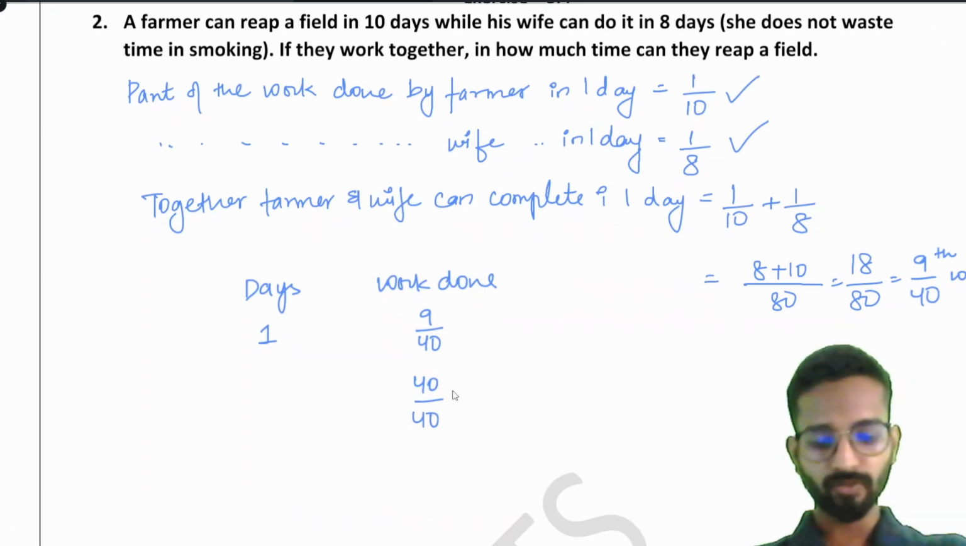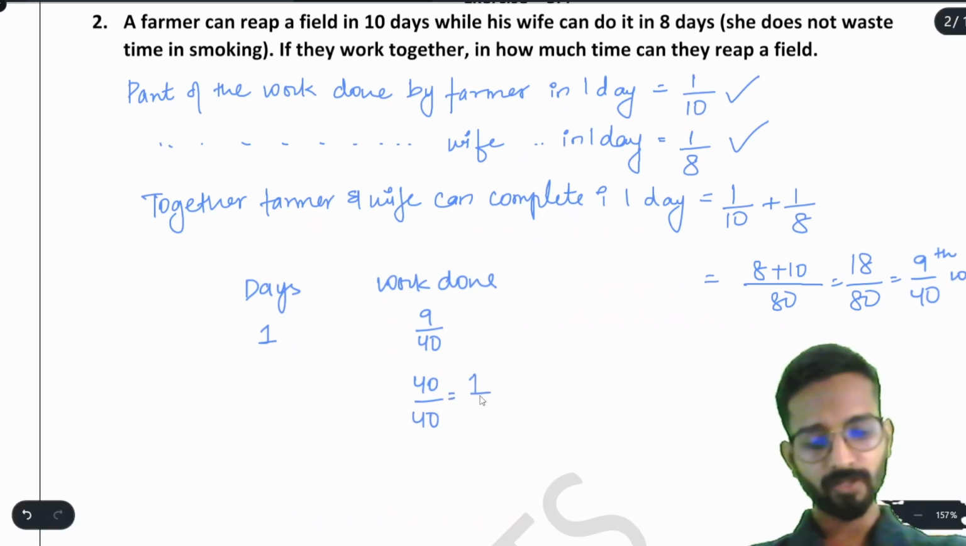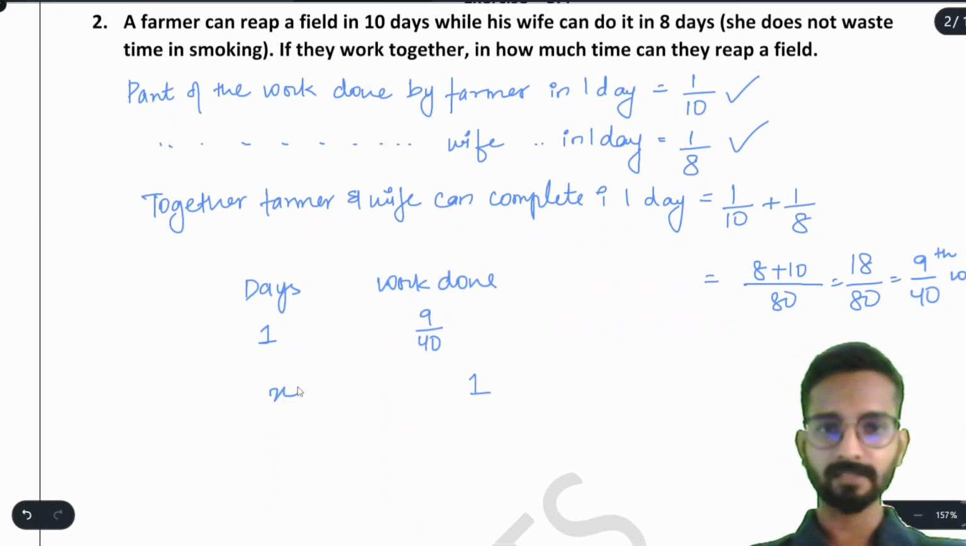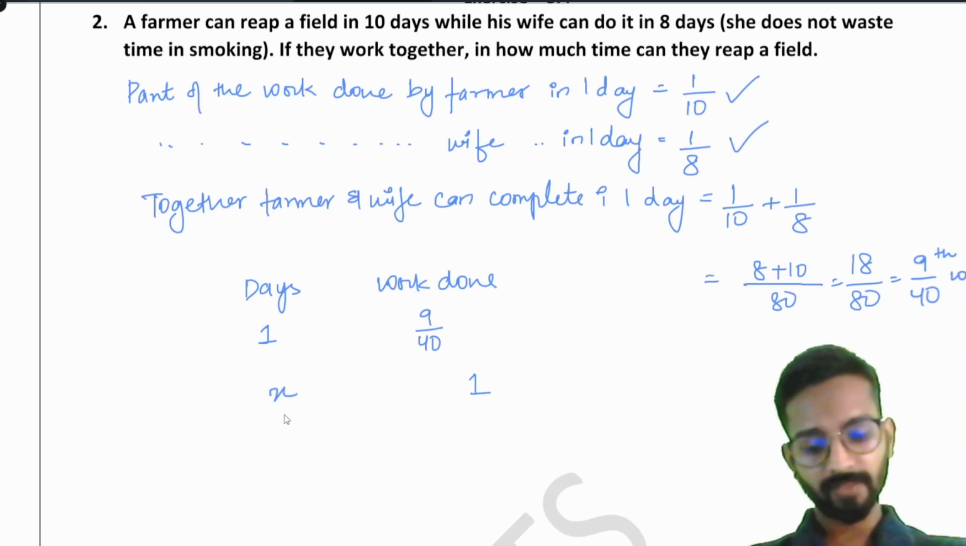All the 40 things they have to do. 40 by 40 is nothing but 1 only. So you can directly write here 1. And how many days will they take? You can write here x. Simple enough. If they are taking x days, work done is 9 by 40 in one day.